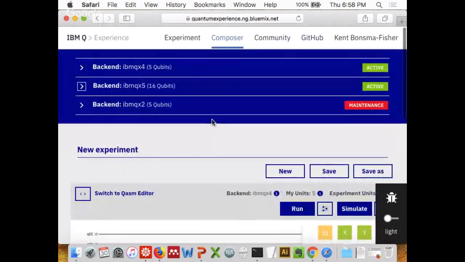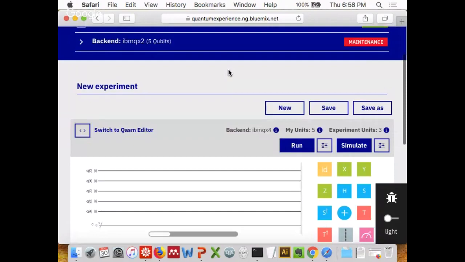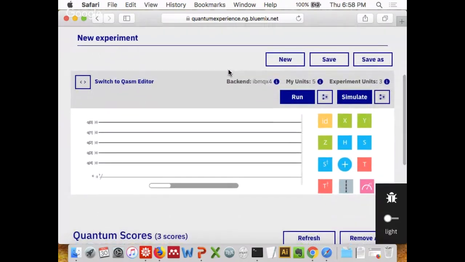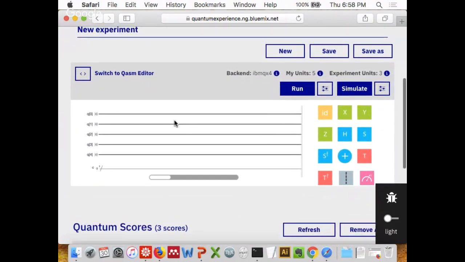Okay, so if you're in the Composer tab and you just scroll down, we see this thing that looks like a staff in music. And that's probably why they call it Composer. They call this a score if you want to save it, but it's just our circuits that we're doing before.